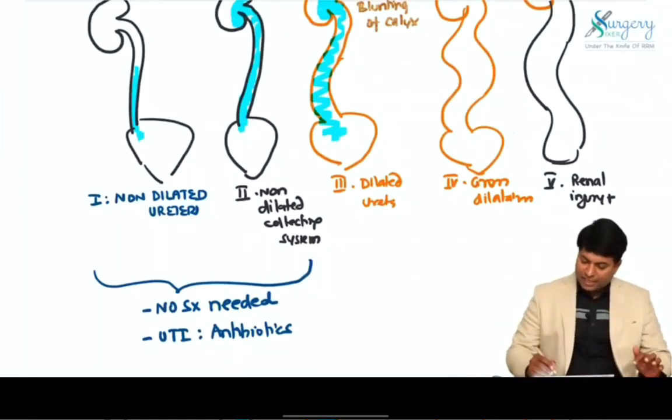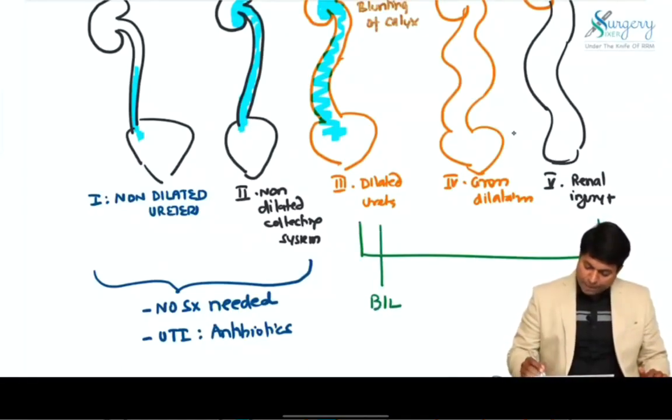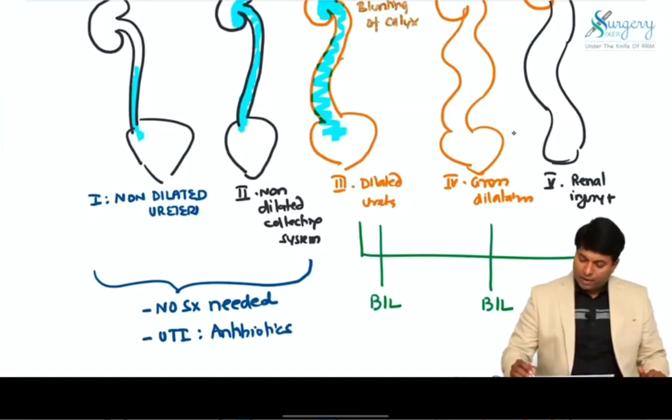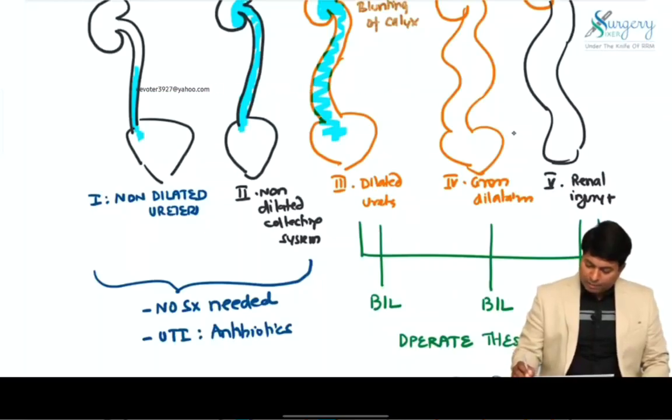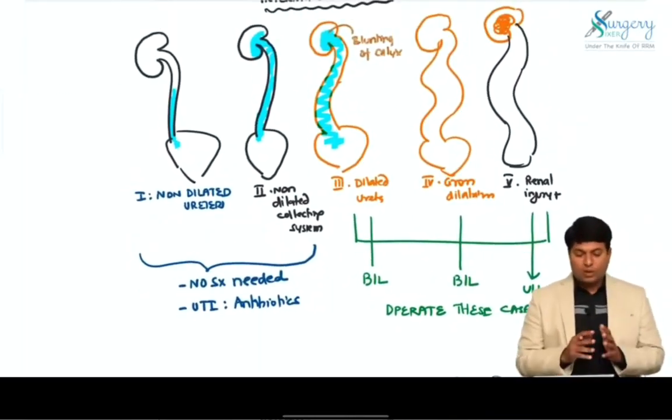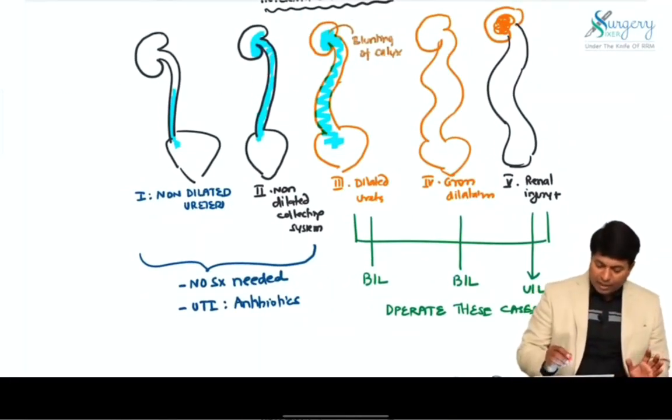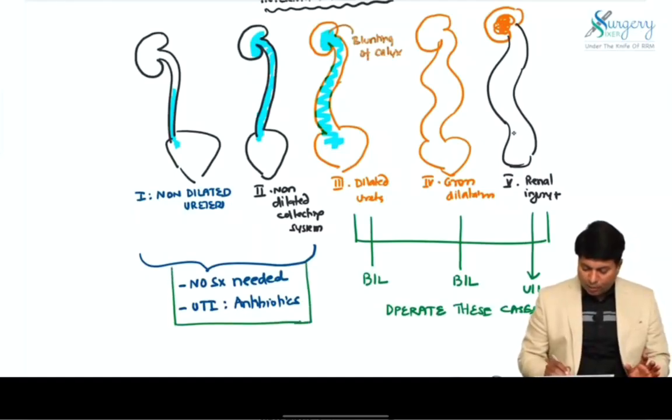Who will you operate? Operation is indicated for grade 3 bilateral, grade 4 bilateral, and for renal injury patients. Even for unilateral grade 5, operate these cases. Very simple, you must understand this because this is the only question asked from this. In vesicoureteric reflux, what will you do? Medical treatment is enough for grade 1 and grade 2.